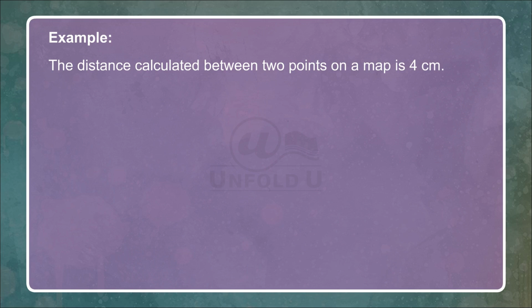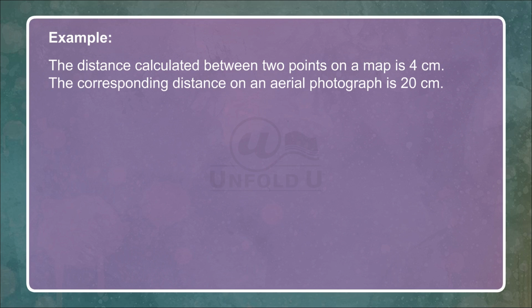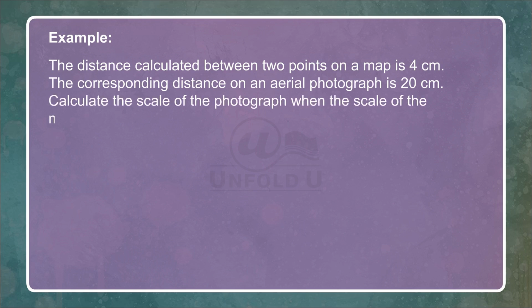Example: the distance calculated between 2 points on a map is 4 cm. The corresponding distance on an aerial photograph is 20 cm. Calculate the scale of the photograph when the scale of the map is 1 is to 50,000.